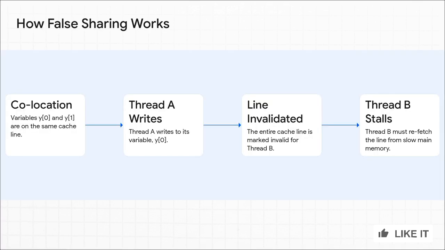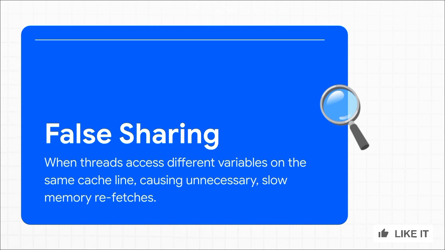So here's how that plays out with our CPU. Let's say thread A is working on one variable and thread B is working on a totally separate variable. But by pure chance, they both happen to land in the same cache line box. When thread A writes a new value, the hardware, in its infinite wisdom to keep everything consistent, invalidates the entire box for thread B. So a moment later, when thread B needs to access its own variable, its copy is gone. It's forced to make a slow, super expensive trip all the way back to main memory, even though its specific variable was never even touched by thread A. And that, my friends, is false sharing.